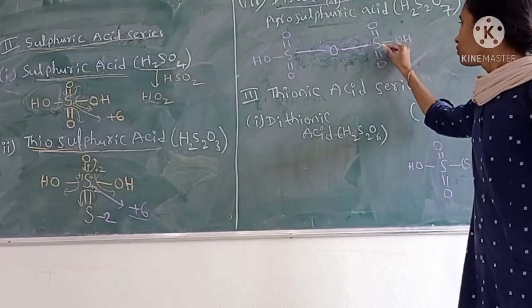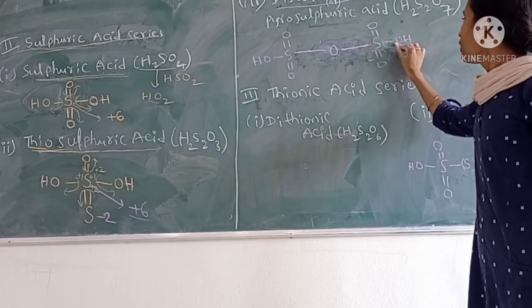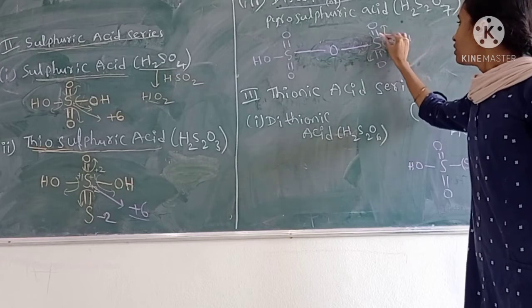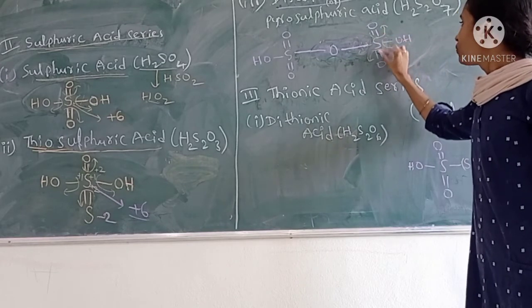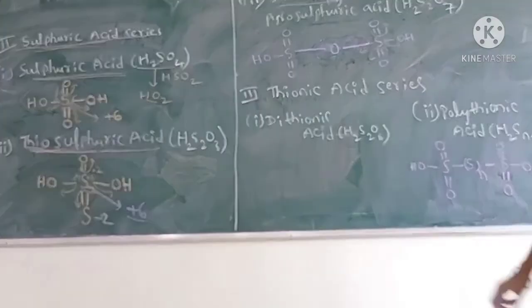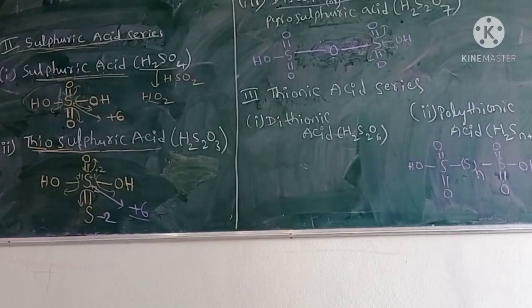Here the oxidation state, if we calculate: +2 and here +1, and here +2 and here +1. So +4 and +6. So sulfur is in +6 oxidation state. So this is the pyrosulfuric acid and disulfuric acid.